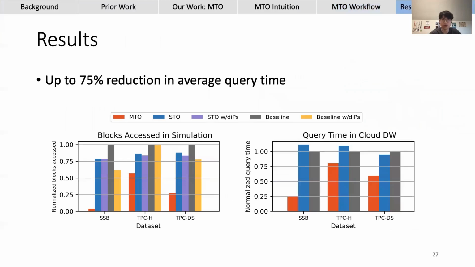Now, in terms of results, we evaluated MTO both in simulation and on Azure Synapse, which we call Cloud DW in our plots. And we used 3 well-known analytics benchmarks, namely the star schema benchmark, TPC-H, and TPC-DS. And we compared MTO, shown in red, against a couple different baselines. First, a manually tuned baseline where each table is laid out using a sort column, shown in gray and yellow, as well as a baseline in which a QD tree is built independently for each table without sideways information passing. And that's shown in blue and purple. And overall, MTO leads to up to 75% reduction in query time compared to the alternative data layouts.